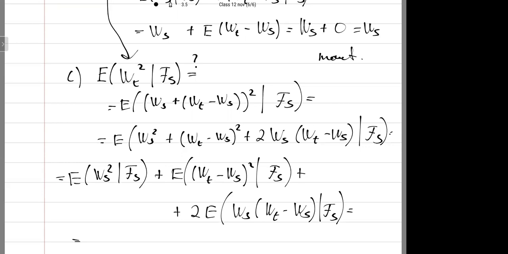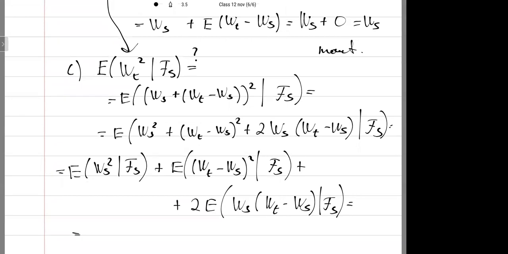VS squared. With variance, maybe. No. I know it completely. Then it's V, it's squared, completely predictable. It's known. So it's just WS squared.